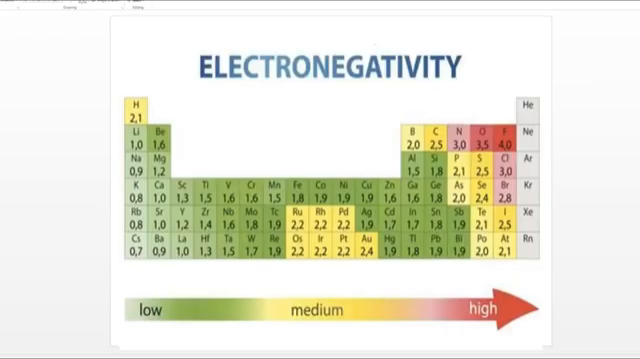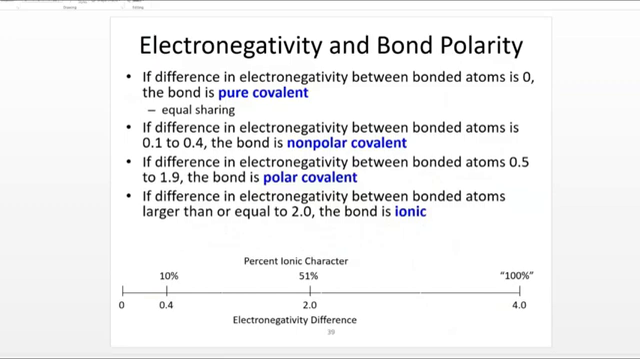So here are the numbers for electronegativity that we do not need to memorize, but they will be given, and you will be expected to subtract them from each other to figure out if the bond is polar or not polar. So the rule is, if the electronegativity difference is 0, we have a pure covalent bond, meaning there's an exactly equal sharing of the electrons in the bond.